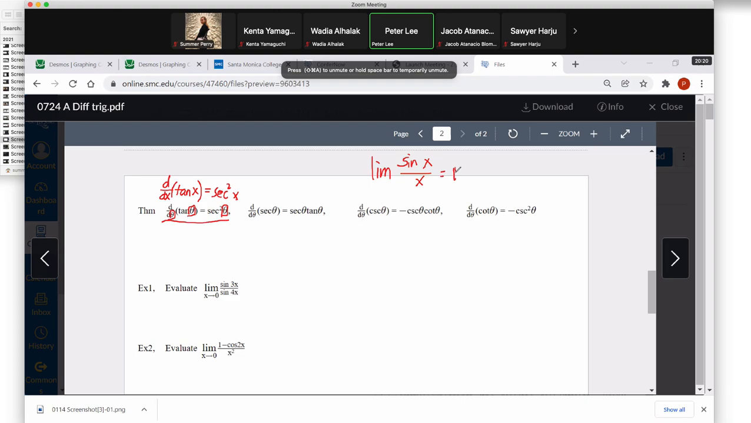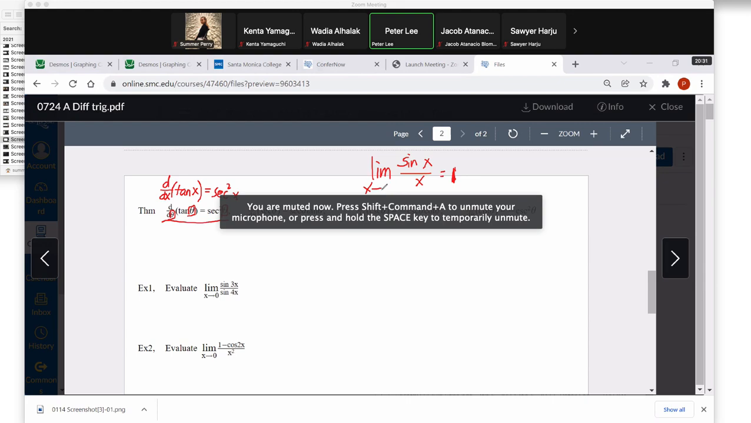Okay, thank you. So yes, this limit is 1, as x approaches 0. But if x is approaching a different limit, this limit actually becomes 0.